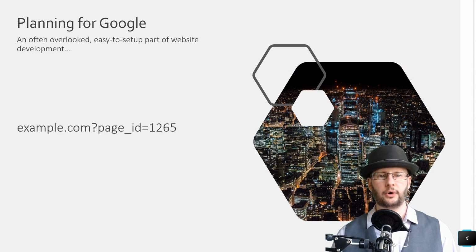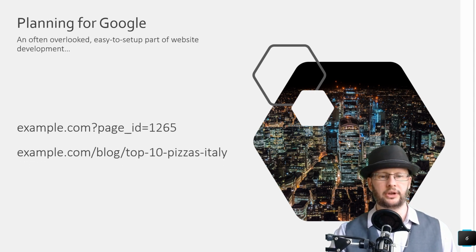A default out-of-the-box WordPress page will have a URL of page_ID and then a number. With a permalink structure correctly set up, we can change that to /blog/top-10-pizzas-in-italy, for example. And you can already see straight away that that's a little bit more clickable. It's a little bit more friendly.